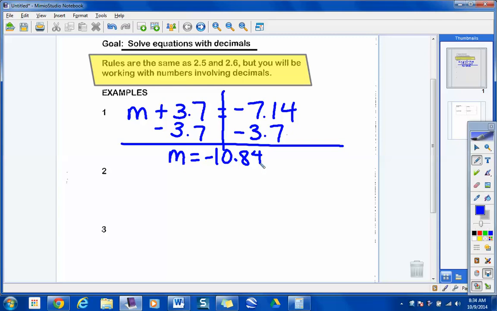Okay. Let's try another one. We're going to do a show of hands on some stuff, but you guys tell me what to do. So in number 2, let me think. How about negative 3.4x equals 510? Did you say 3.4x?